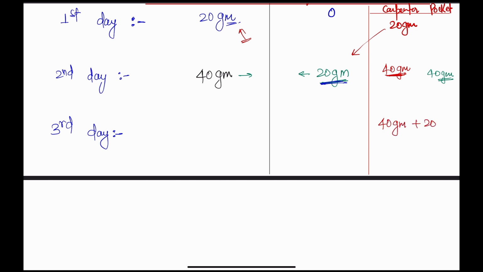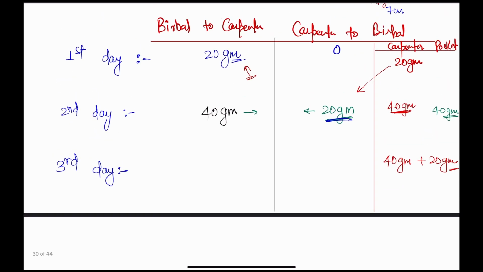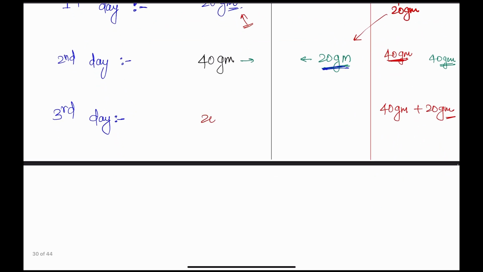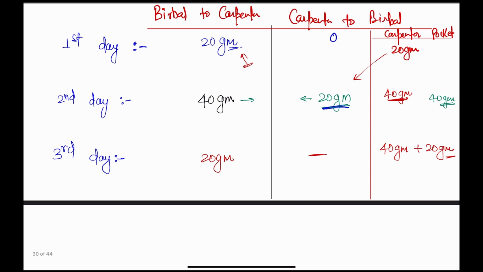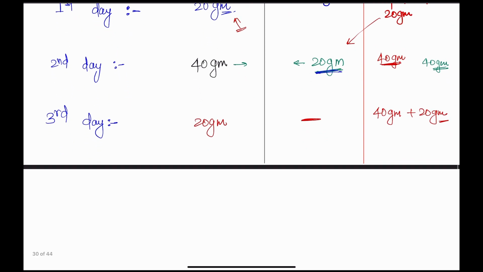So on the very third day Birbal made no pieces and still paid him. Birbal gives him only 20 gram on the third day, and the carpenter gives nothing. So on the third day, how much should he get paid? 60, and he has 60.